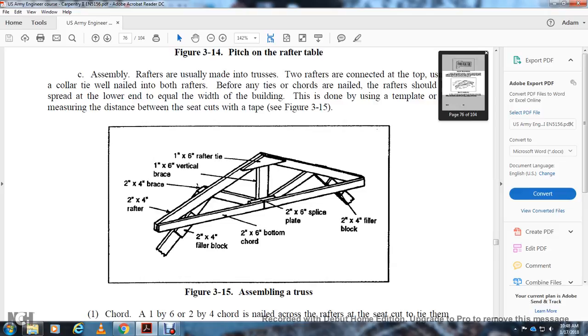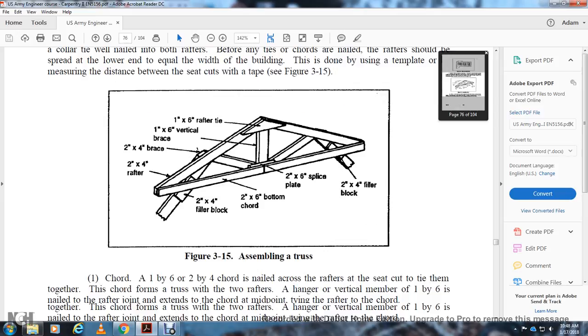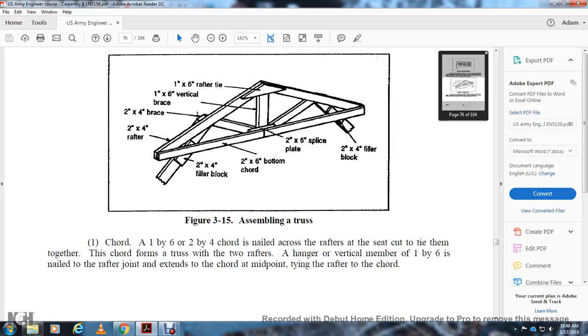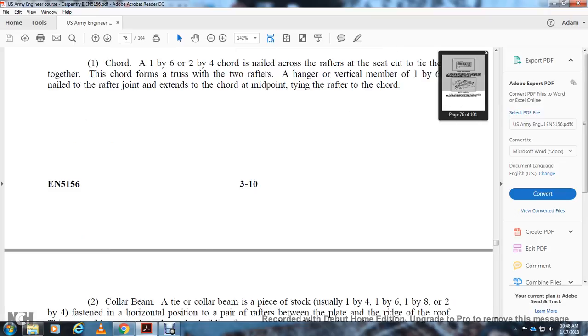Figure 315 shows the assembling of a truss: the 2x4 rafter, the 2x4 brace, the 1x6 vertical brace, the 1x6 rafter tie. And then on the bottom you show the 2x4 filler block, 2x6 bottom cord, 2x4 splice plate, and 2x4 filler block cord. A 1x6 or 2x4 cord is nailed across the rafters at the base of the tie. Together the cord forms a truss. The two rafters hang the vertical member of the 1x6 at the nailed rafter joint. Extend the cord to the midpoint, tying the rafter to the cord.